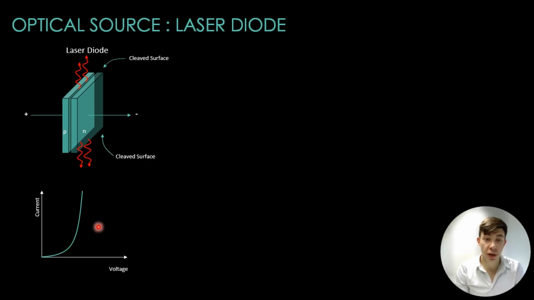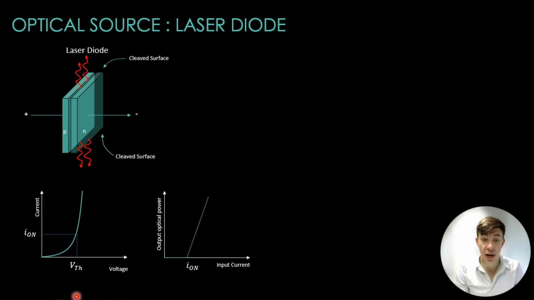So the graph on the right depicts the input-output characteristics of the laser diode. A crucial parameter is the threshold current, below which only spontaneous emission occurs. When the current exceeds the threshold, stimulated emission takes over, resulting in a sharp increase in optical output power. This characteristic allows for efficient modulation of the laser diode output, making it suitable for high-speed data transmission.